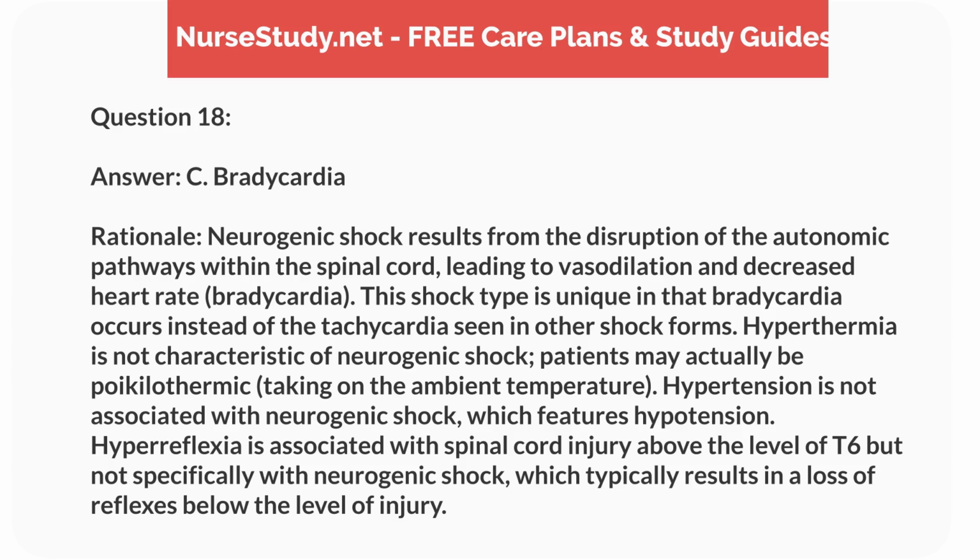decreased heart rate, bradycardia. This shock type is unique in that bradycardia occurs instead of the tachycardia seen in other shock forms. Hyperthermia is not characteristic of neurogenic shock. Patients may actually be poikilothermic, taking on the ambient temperature. Hypertension is not associated with neurogenic shock, which features hypotension. Hyperreflexia is associated with spinal cord injury above the level of T6, but not specifically with neurogenic shock, which typically results in a loss of reflexes below the level of injury.